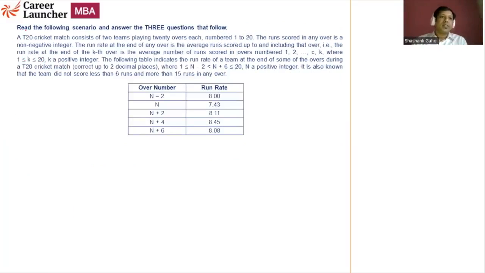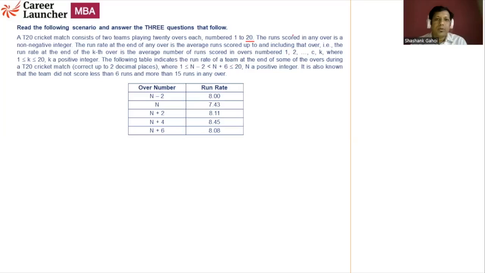So the question says a T20 cricket match consists of two teams playing 20 overs each, numbered 1 to 20. The runs scored in any over is a non-negative integer value. The run rate at the end of an over is the average runs scored up to and including that over. So basically they have defined the run rate itself. And in total it is a T20 match and there are 20 overs.